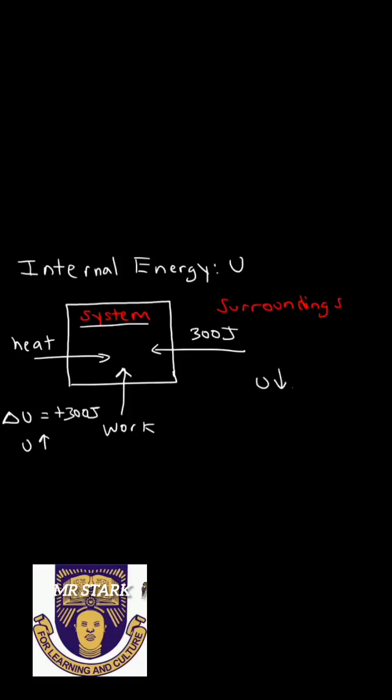And so energy is not created or destroyed. It's simply transferred from one place to another. The system didn't just get the 300 joules from nowhere. That 300 joules of energy came from somewhere. It came from the surroundings.